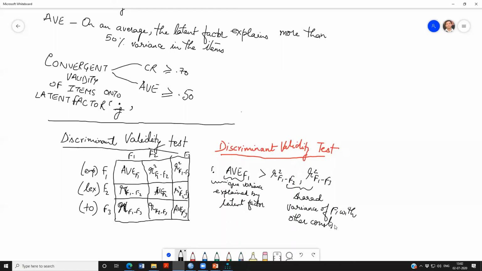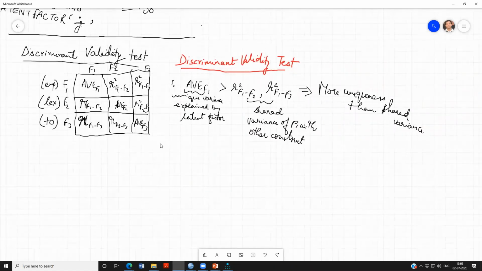So what are we trying to say through this condition? We are trying to say that there is more uniqueness than shared variance. If this condition fails, what are we going to say? That actually this factor has a significant overlap with the other factor. That means they are not discriminant. The factor is not discriminant from the other factor, right? So that is one condition.